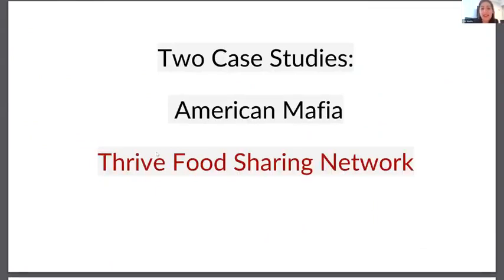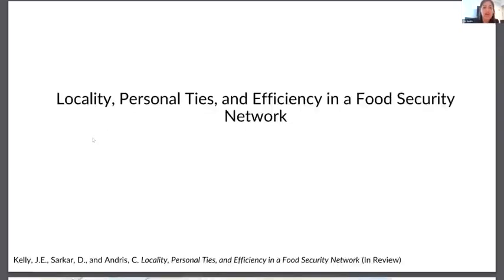And the next case study is on the Thrive Food Sharing Network. This paper is called Locality, Personal Ties, and Efficiency in a Food Security Network.